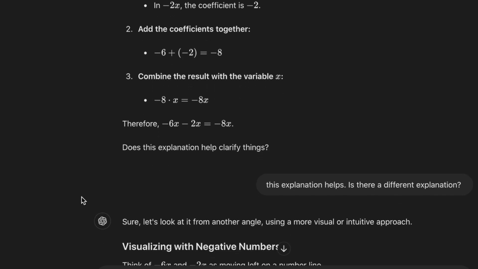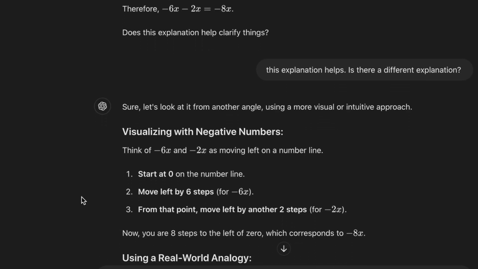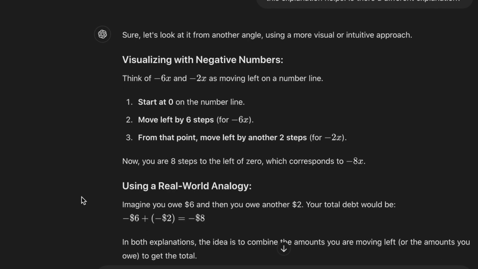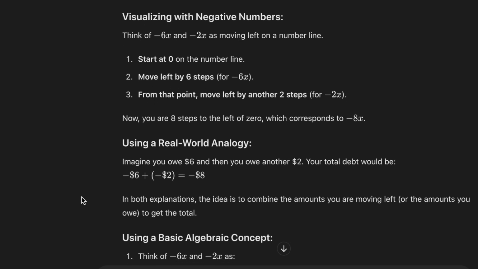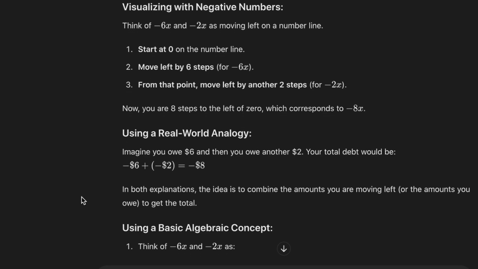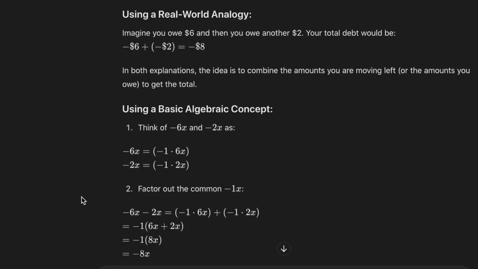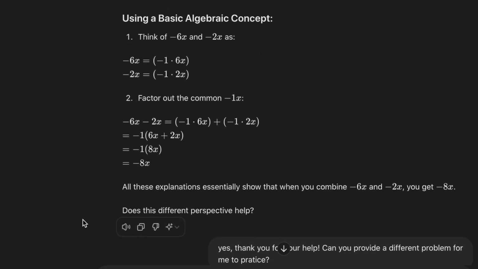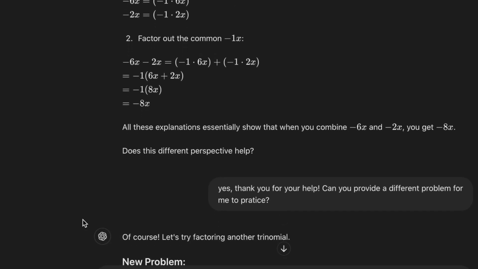This explanation definitely helps. However, I'm wondering if there's a different explanation for this concept. And here's what ChatGPT provided. It can use visualizations with negative numbers. It can use a real-world analogy in terms of money: you owe $6, you owe 2 more, so it means you owe $8. Or you can use basic algebraic concepts, factoring the common factor negative 1x out and combining the two, you have the same answer as negative 8x.